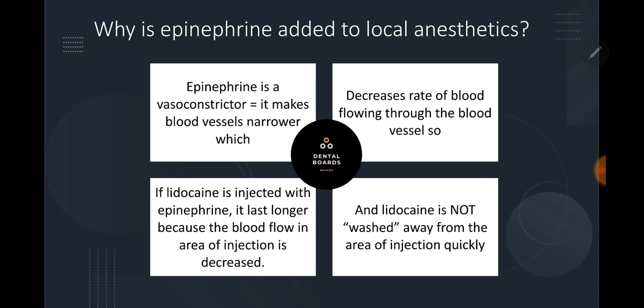Now here's another question. Why is epinephrine added to local anesthetics? Most of our dental anesthetics come with epinephrine because we want to prolong the duration of the local anesthetic. We want the patient to be numb longer so that they are not in pain when we're doing our procedures.